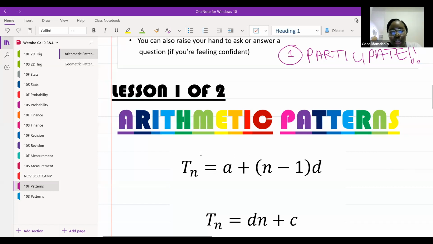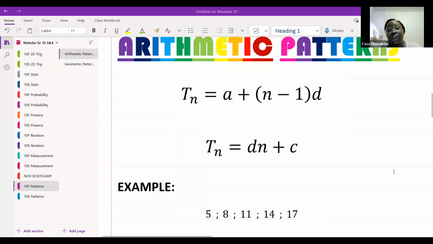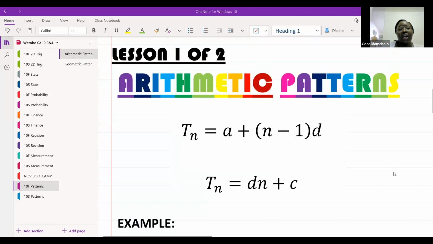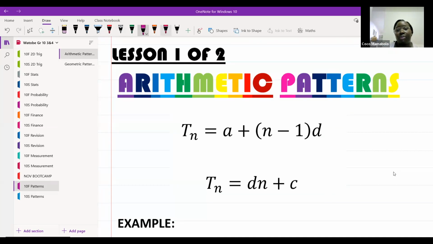Correct. Who says that? Is that Mfundo? Yes, Tn is equal to dn plus c. But we're going to try and take this slowly. All right, okay, so when we look at arithmetic patterns, we're normally looking at patterns that give us a linear progression. Okay, a linear progression. That means that, just like in a straight line graph, the relationship between one number and the next will have something to do with the same number being added again and again and again and again.